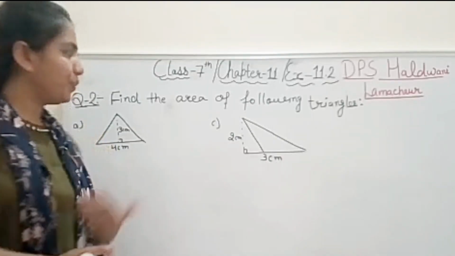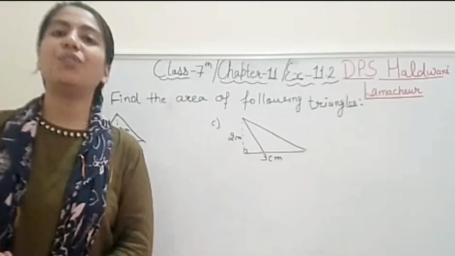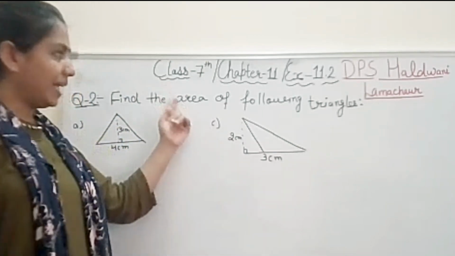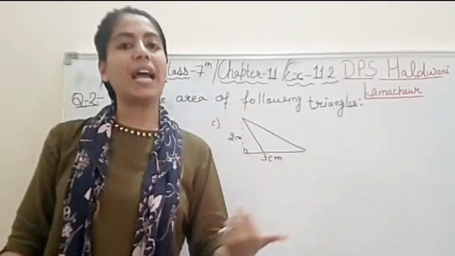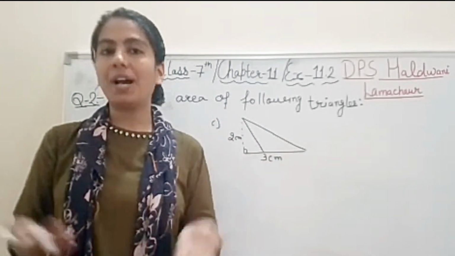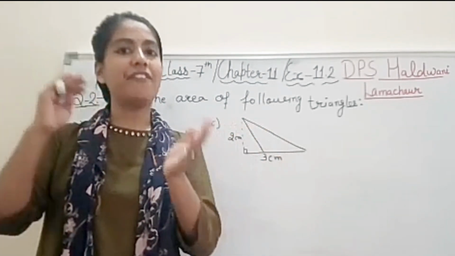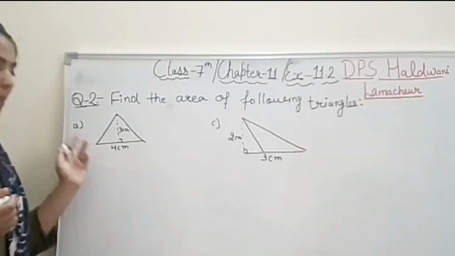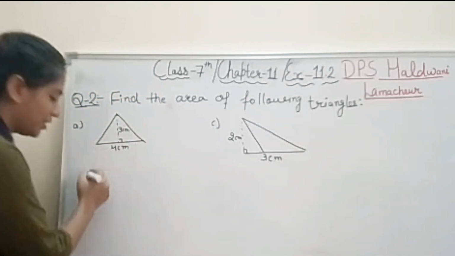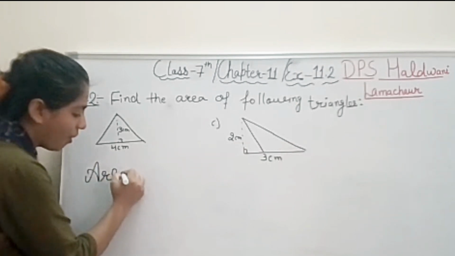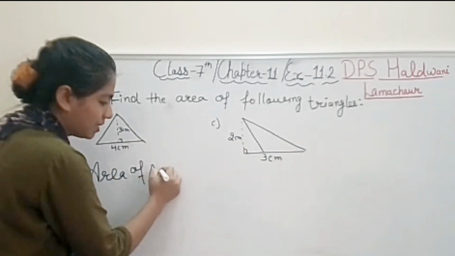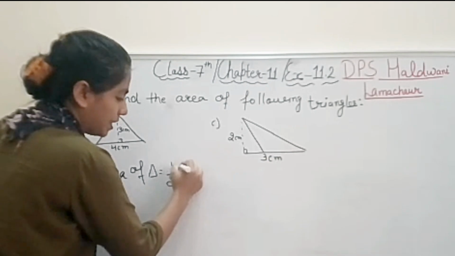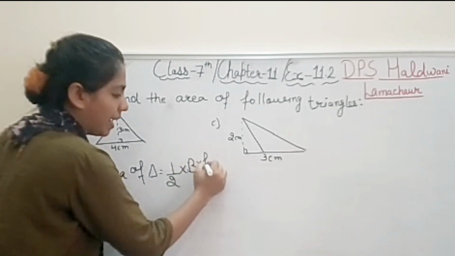Coming to our question number 2. Find the area for the following triangles. So for that you need to learn the formula. What is the area of a triangle? Half base into height. So let's take out the A part. This is a triangle. As we know, area of triangle is equal to half into base into height.